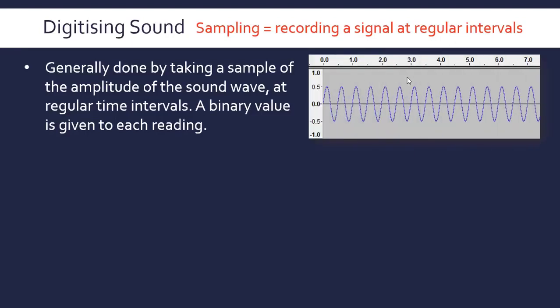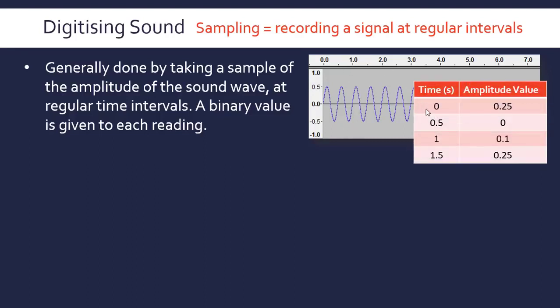So we've got a sound wave here, just a sine wave for the basic example. Obviously most sound does not look like this, and we sample at set time intervals. Here we've got a set time interval of 0.5 seconds, which is very unrealistic because it'd be an awful quality recording. And then we record the amplitude value at each position, and this amplitude value is in decimal here, but we'd convert it to binary, of course.